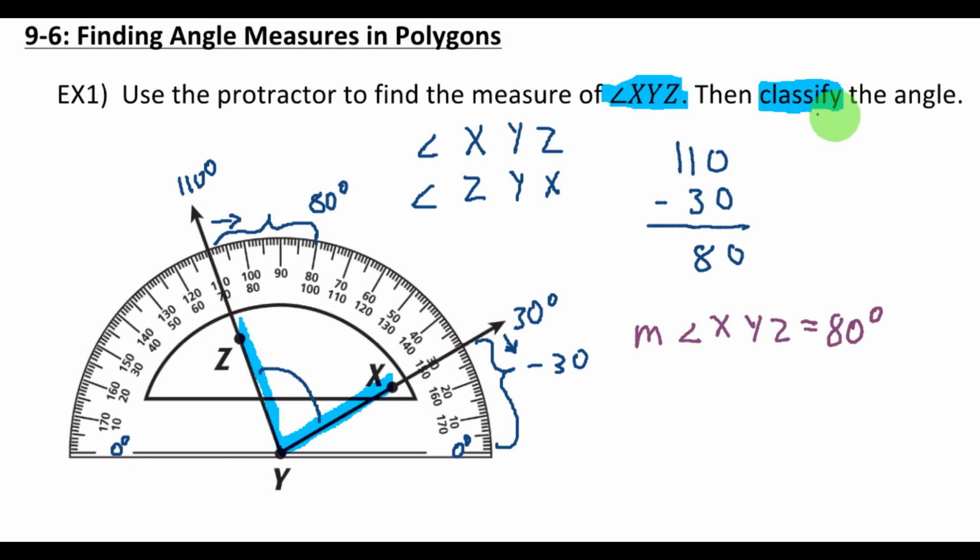Now let's classify the angle. Well, this angle, 80 degrees, is less than 90 degrees. Therefore, it has to be an acute angle. And I'm just going to write acute down and then box up our answer.